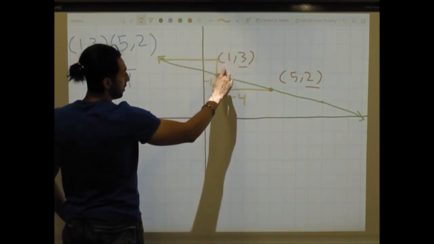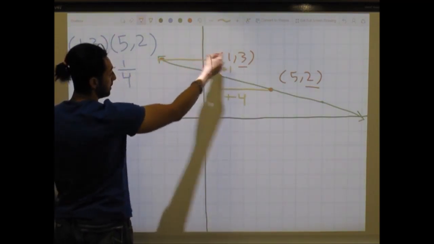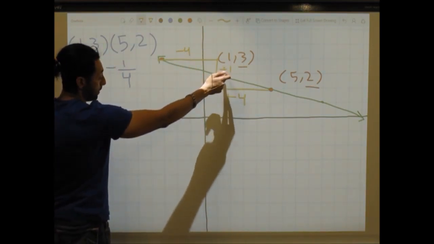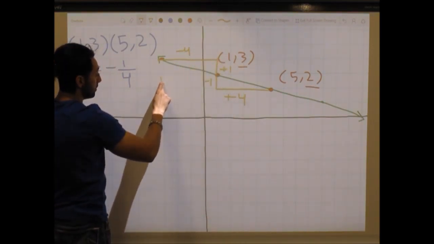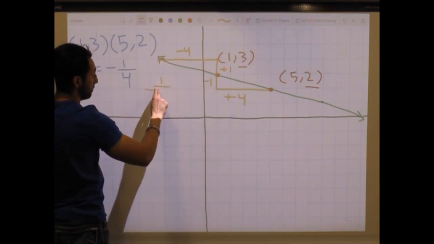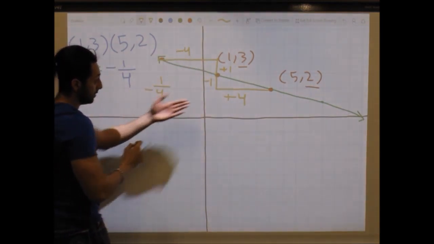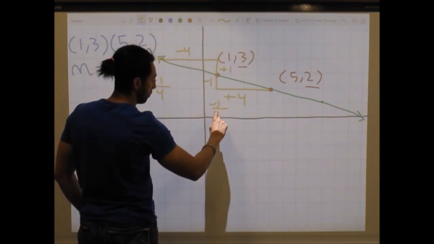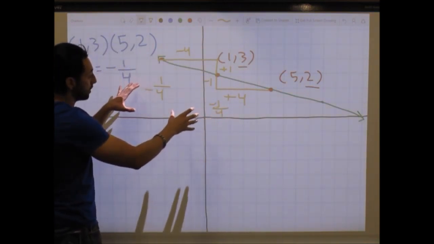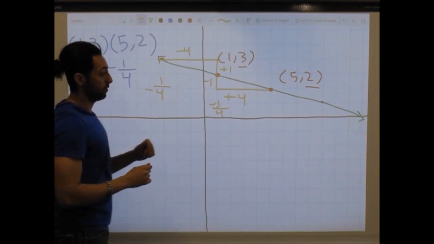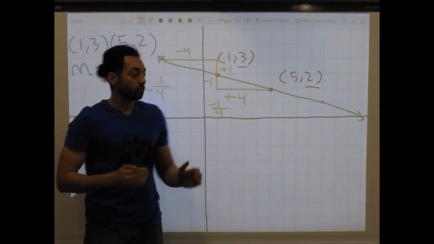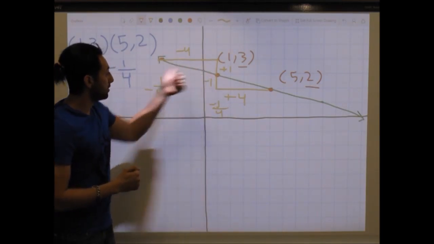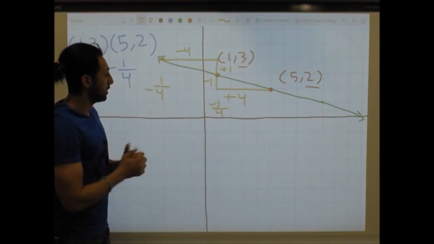So here I went up positive 1, and here I went over negative 4. By the slope definition, I had risen 1, but I had gone over negative 4. And here I went down negative 1, but I went over 4. So either way, I still get negative 1/4. I would just prefer to move from left to right, but I wanted to show you that either way that you move, you're still going to get negative 1/4.